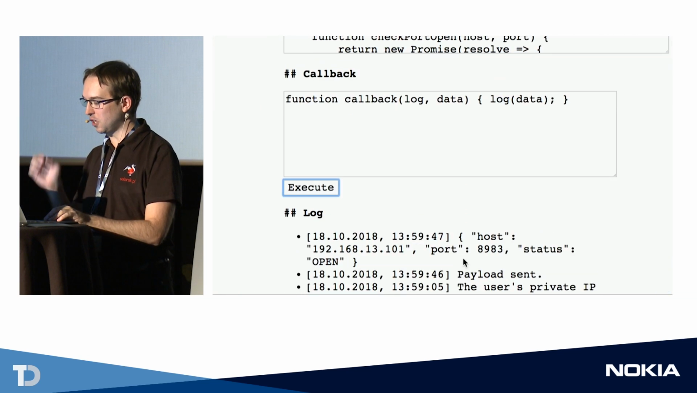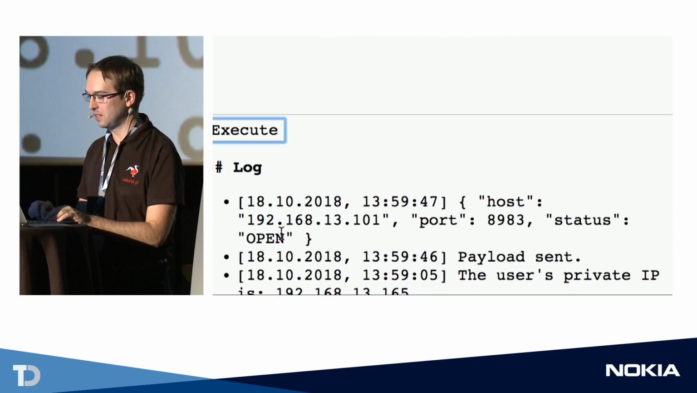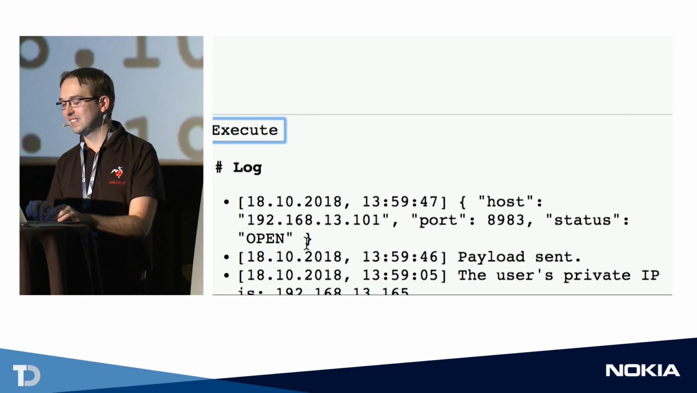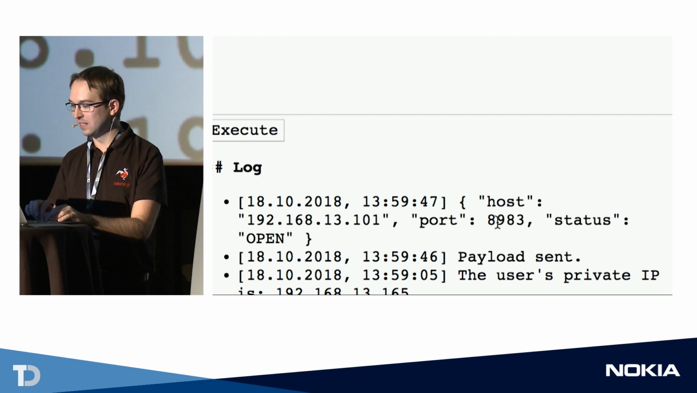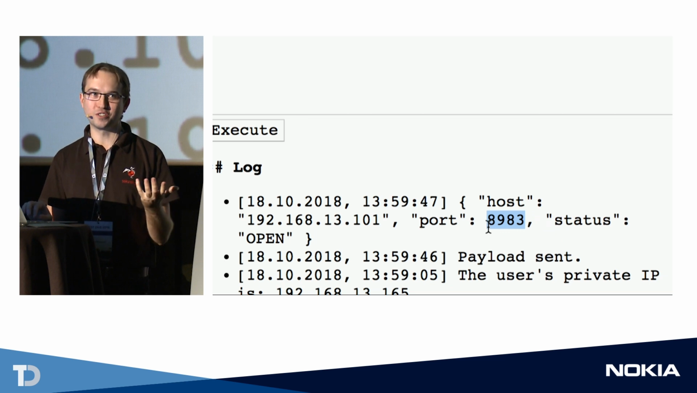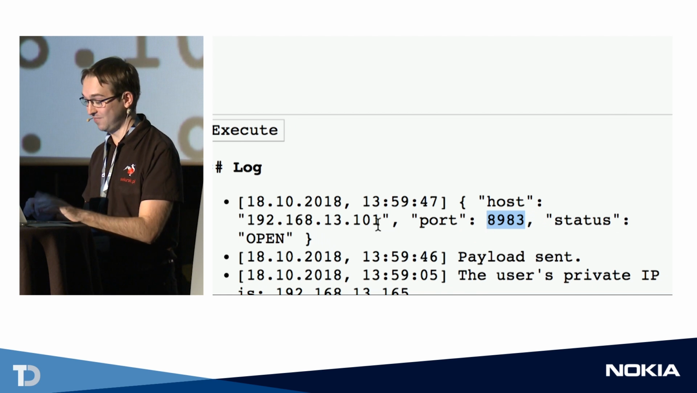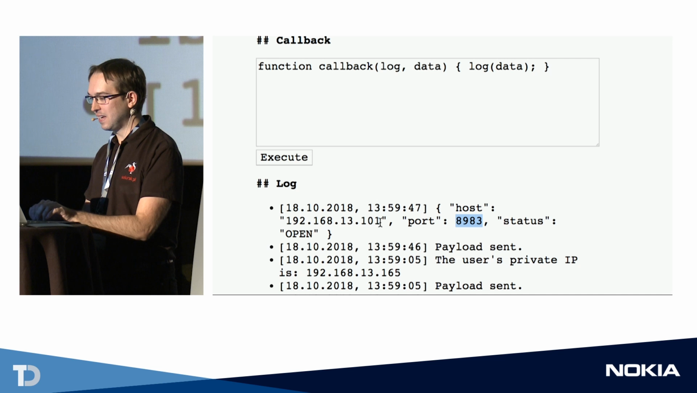Okay, so I will execute the code, and in a short while, I got information that on the host 192.168.13.101, the port 8983 is open. So I do a port scanning from the browser. I don't need Nmap or something. I can just use the browser. That is pretty amazing.